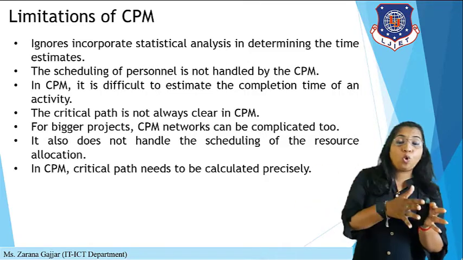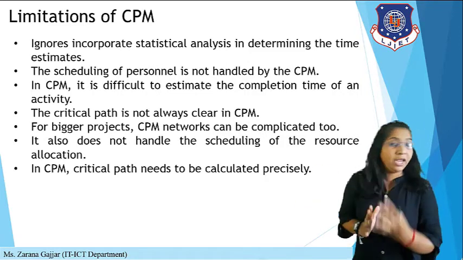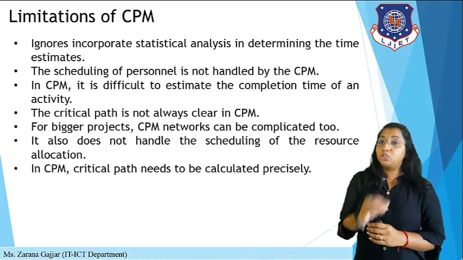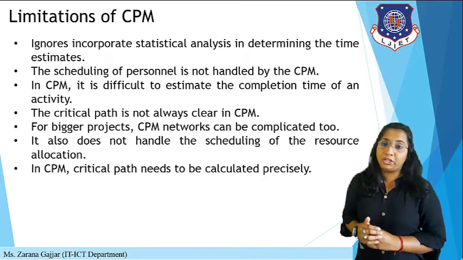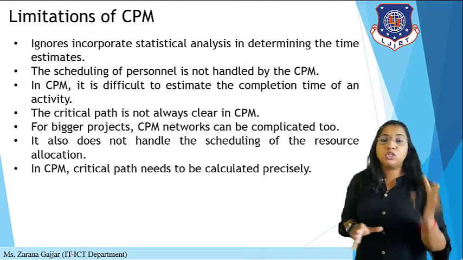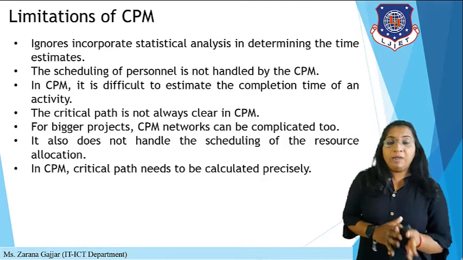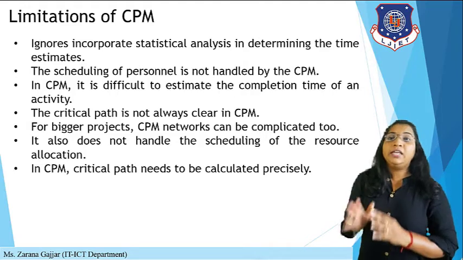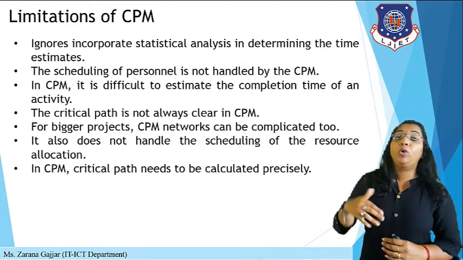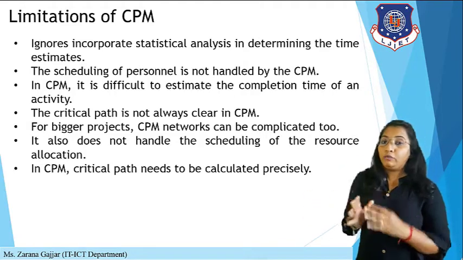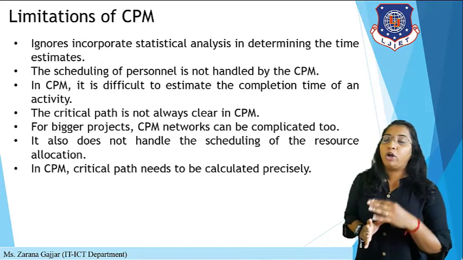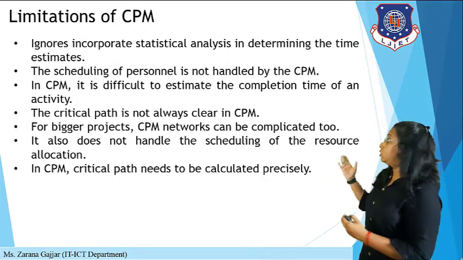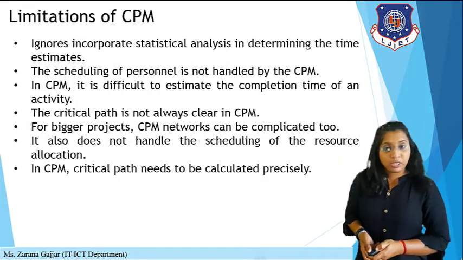Okay, so if it is a too complex project, then your CPM network will be complicated too. Okay, so it is the limitation. Then it also does not handle the schedule of the resource allocation. Okay, so if you have allocated resources to the people or team members, then it will not schedule all the resource related allocation. Okay, and in CPM, the critical path needs to be calculated precisely, because if you do not calculate it precisely, then you are not going to cover all the things in your CPM network, right? So this is all about the limitations of CPM.